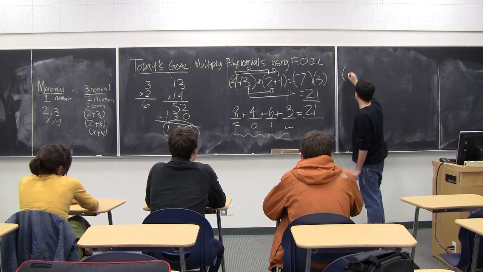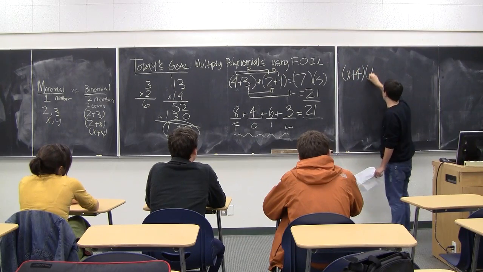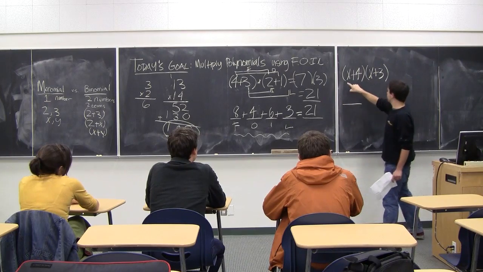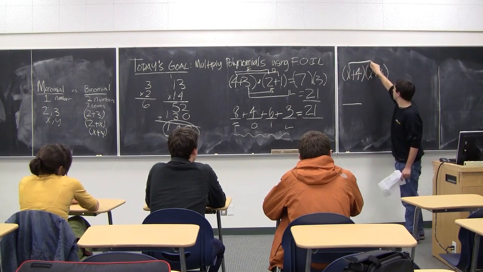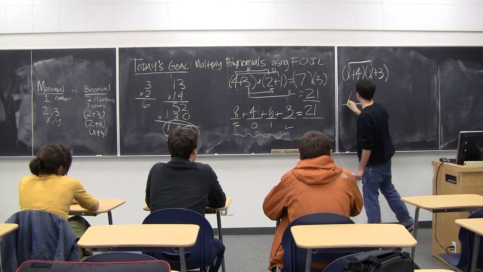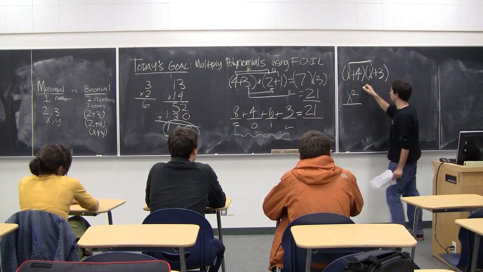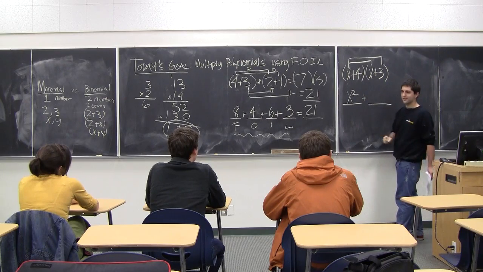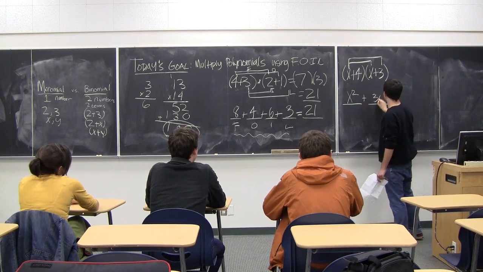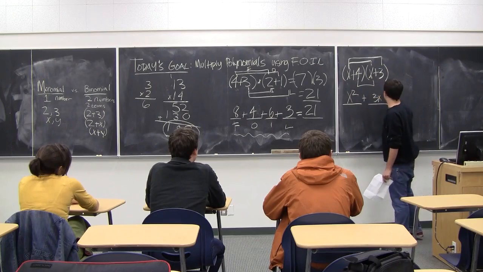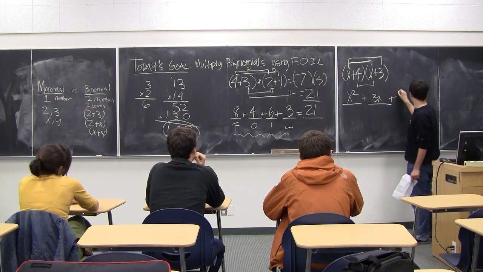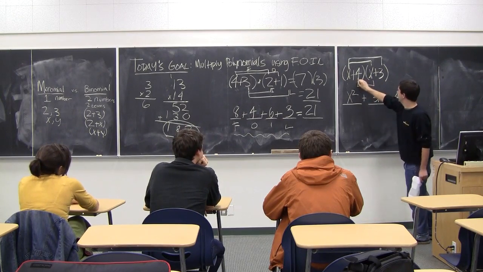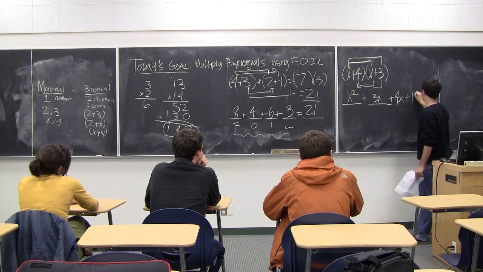Let's say I gave you x plus 4 and x plus 3. John, what would happen if you multiplied the first two terms? You get x squared. Exactly, because x times x is x squared. And the outside? Nick? 3x. The inside? Yep. 4x. And then the last two terms will come out to 12.